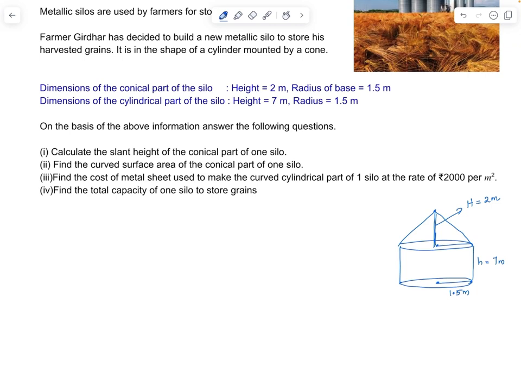Question 1. Calculate the slant height of the conical part of the silo. The slant height of the conical part L is equal to square root of H square plus r square, that is 2 square plus 1.5 square, which gives us 6.25, that is 2.5 meter.